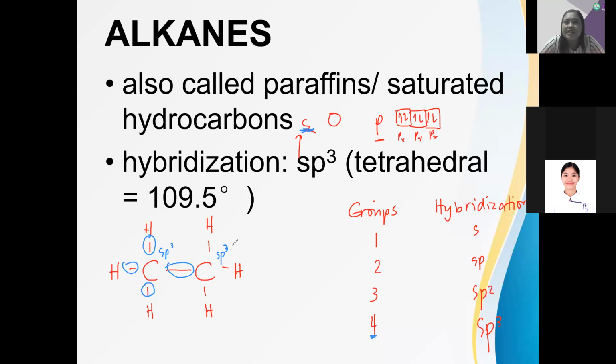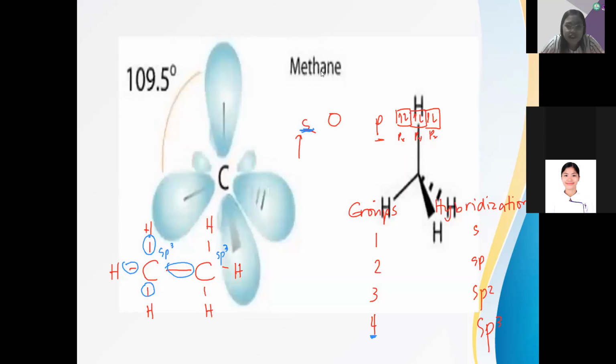And the hybridization has an effect on the shape of the molecule. Okay? So for the sp3 class, most likely the molecule will be tetrahedral, and its angle is 109.5 degrees. So just like this one.